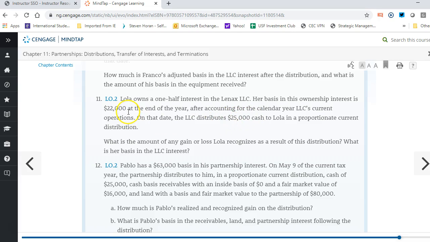So hopefully what you can notice here is that her basis is 22 and she's receiving 25 in cash. Okay, so her basis will go down to 0 because return of basis is non-taxable. So let's just go down to 0. There's no tax consequence on that. The extra 3,000 that she receives, though, is a capital gain. So she would pay a capital gain tax on the 3,000, and then her basis in the LLC is now 0.